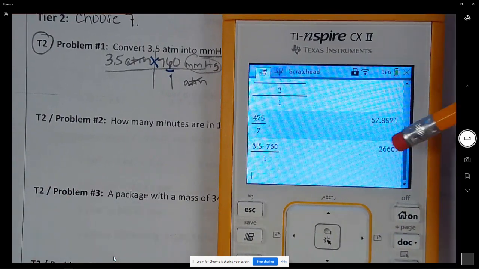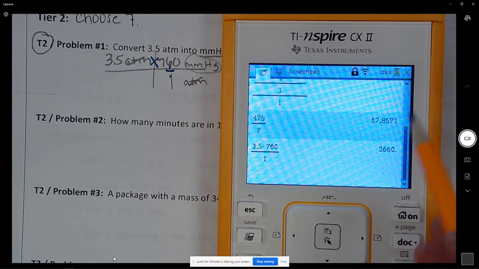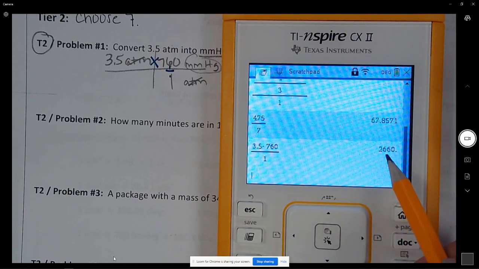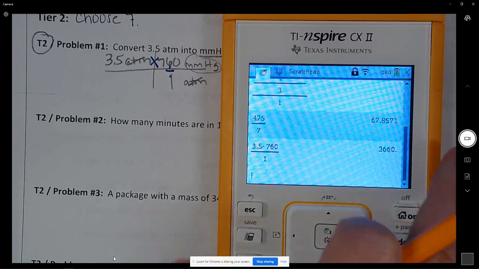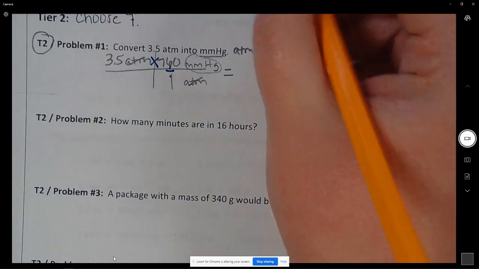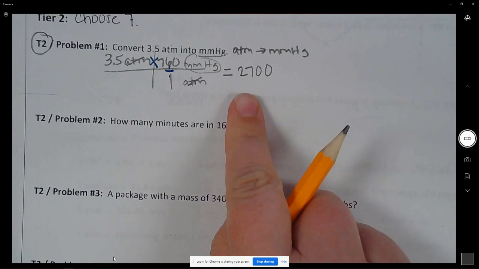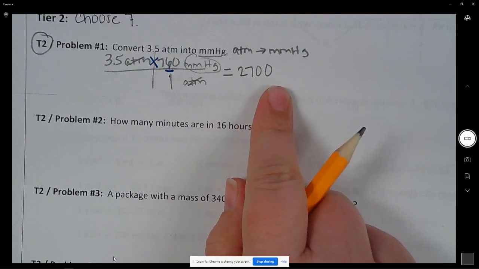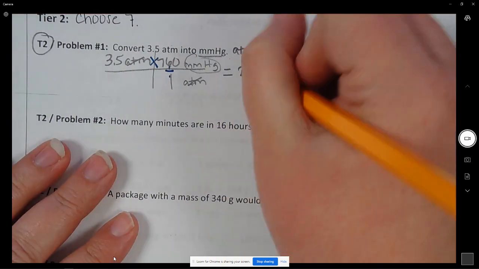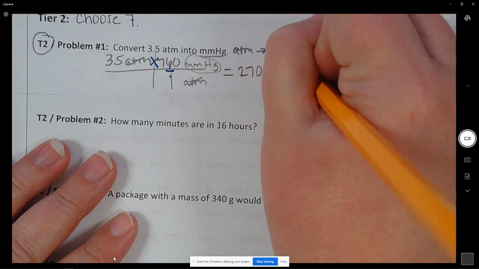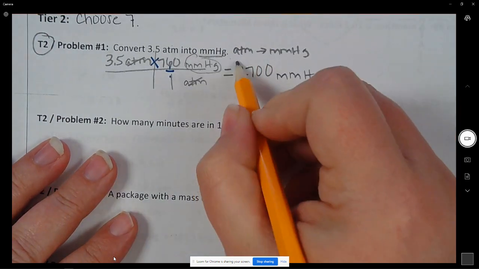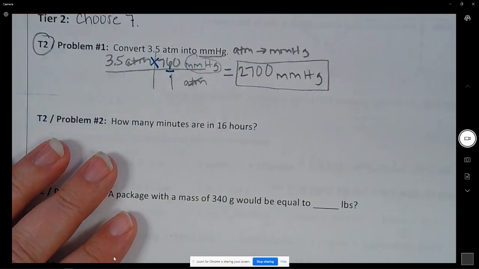So therefore, first sig fig, second sig fig. Okay, the second sig fig here is a 6, and the number after is a 6, so it rounds it up. Instead of 2,600, it's going to be 2,700, because remember, we can only have the 2 sig figs, so we replace everything else with a 0. So this is going to be 2,700 millimeters of mercury. Okay, so this one's a one-step problem.